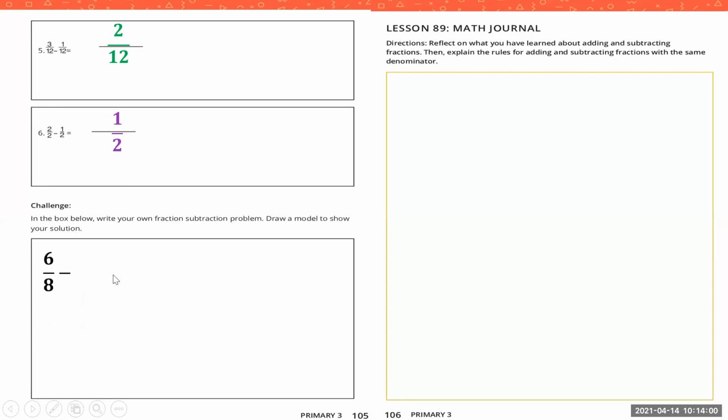Here, I'll give you a question to solve. 6 over 8 minus 3 over 8. We have here 8 as denominator. So I will put 8 as it is. And 6 minus 3 will be 3. Excellent, my dears. Great.